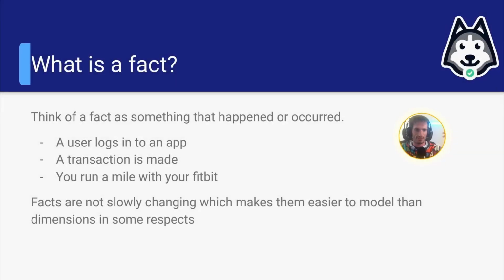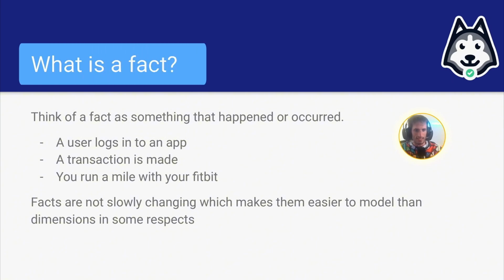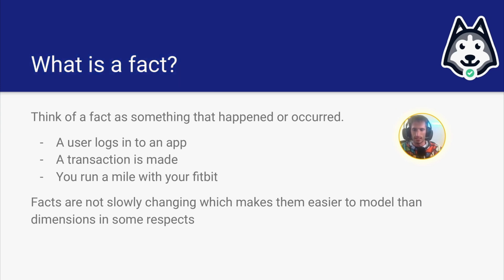So what's a fact? Most people think of a fact as truth, something that happened, something that occurred, some sort of evidence. You can think of it as an action, like a user logs into an app, you Venmo someone $30, you run a mile on your Fitbit.